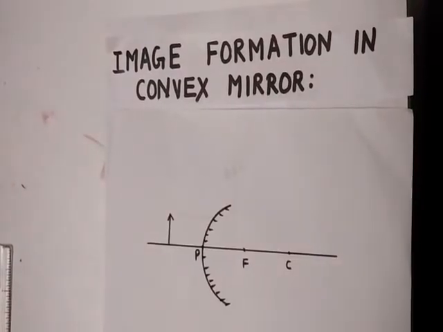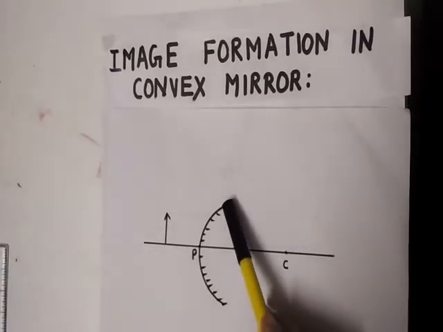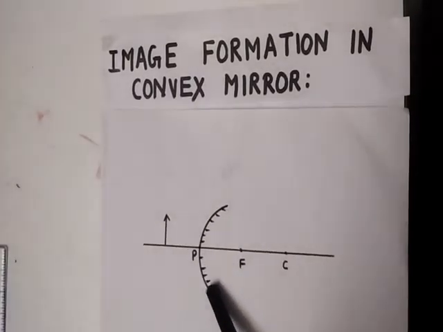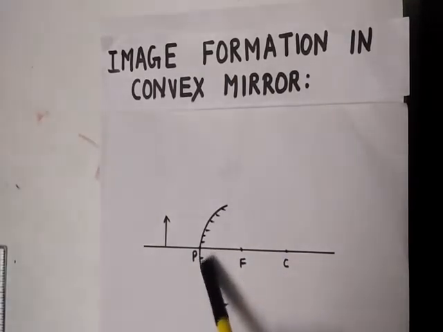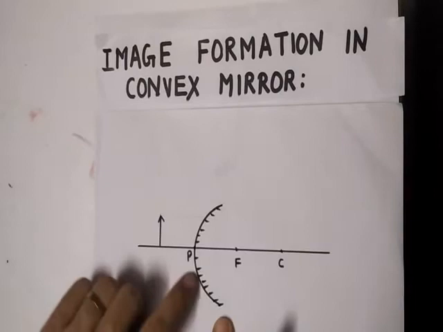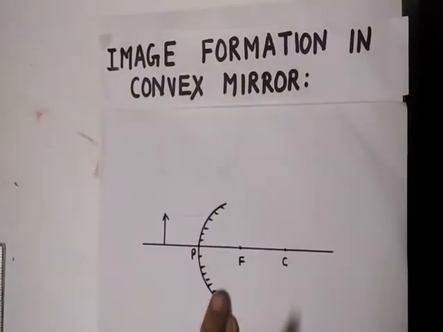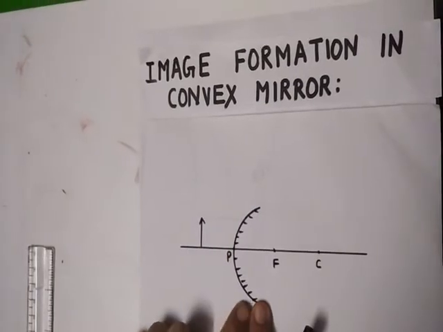Image formation in convex mirror. Students, this is a convex mirror. As you know that the inner surface of a convex mirror is polished. So you can see the inner surface of this convex mirror is polished, and so the reflection of light will take place from its outer surface.